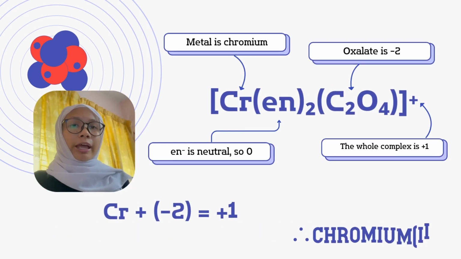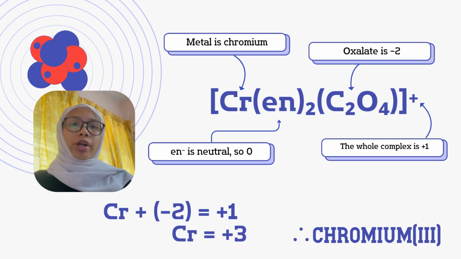Let's name the metal and find its charge. The metal right here is chromium, and the complex has a positive 1 charge overall. So let's calculate the oxidation state of chromium. En is neutral, so 0. Oxalate is -2, and the overall charge is positive 1. So Cr plus -2 equals +1. In the end, we get chromium equals +3. So we call it chromium(III).